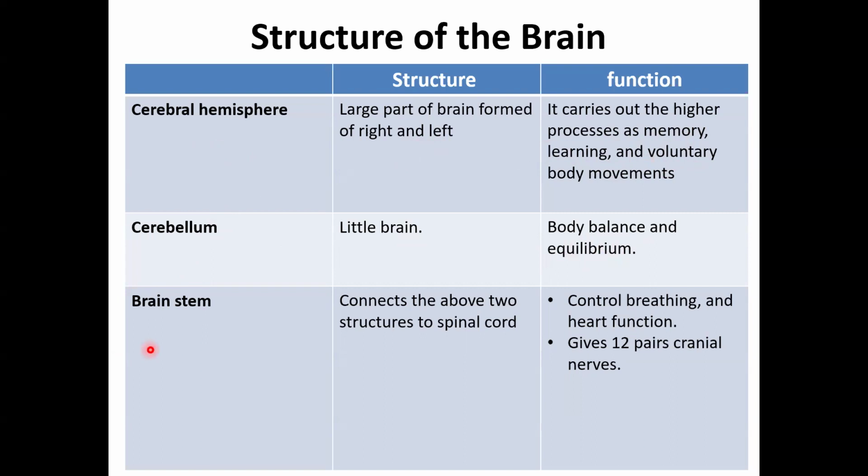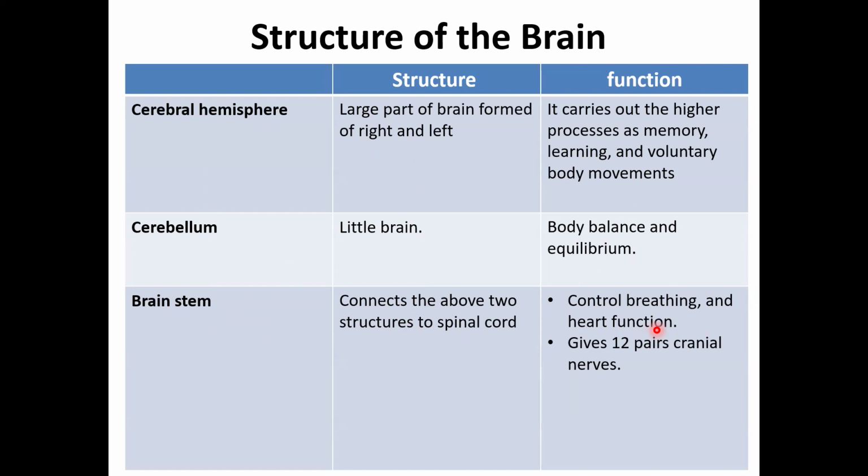Brain stem is the third component here. It connects the above two structures to the spinal cord. Brain stem connects the cerebral hemisphere and cerebellum to the spinal cord. Brain stem controls breathing and heart function, as we have seen in the cardiovascular system. Do you remember the cardiovascular system? You can return and study it.